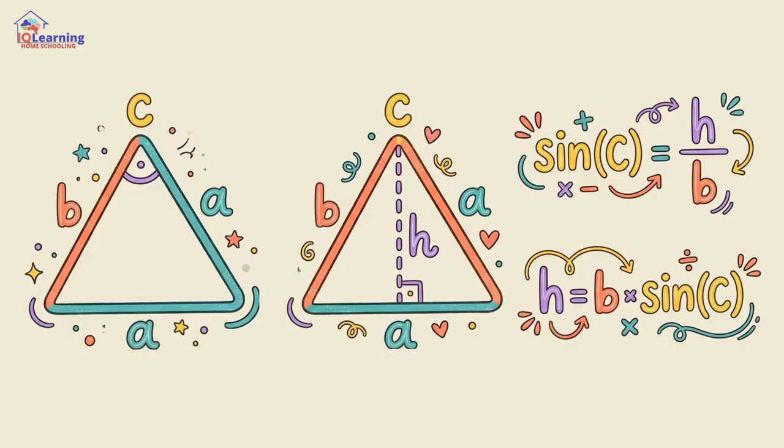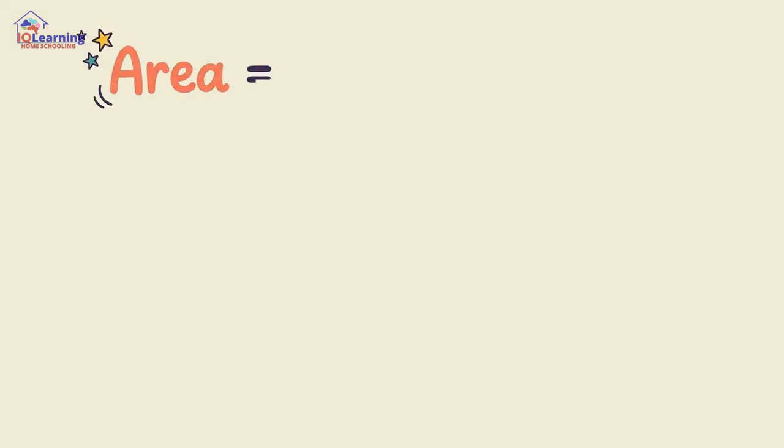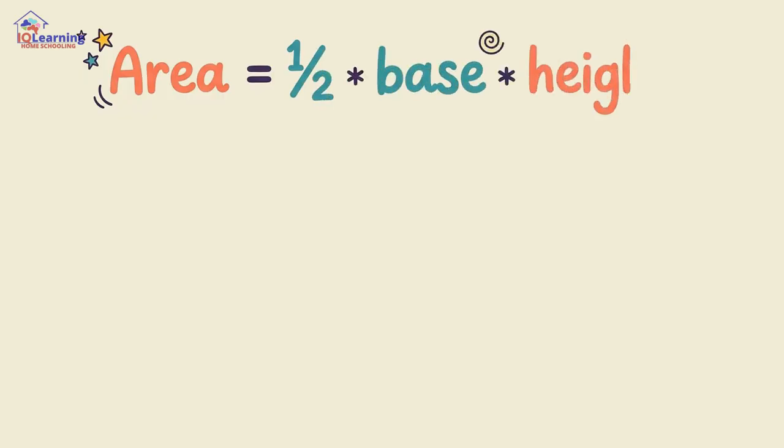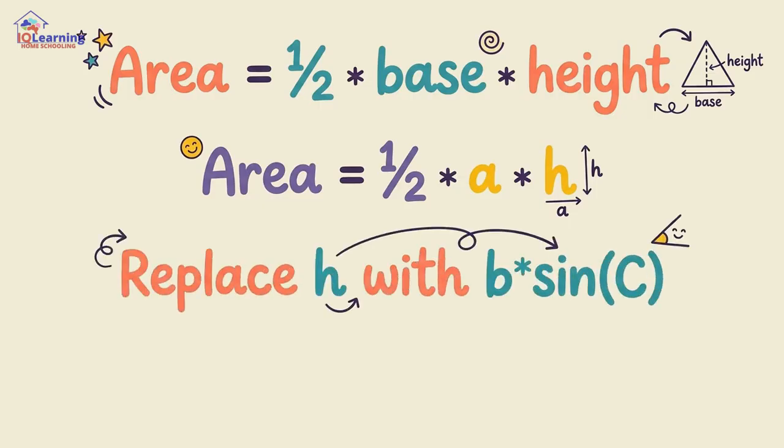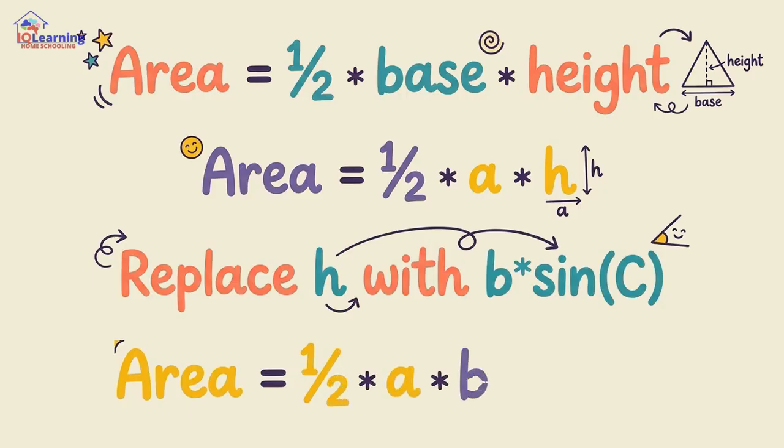We did not magically invent a new formula. We simply used sine to build the missing height. Now, substitute that height into the normal triangle area formula. Area equals 1/2 times base times height. Using side a as the base, we get area equals 1/2 times a times h. Replace h with b sine C. Area equals 1/2 times a times b times sine of C.